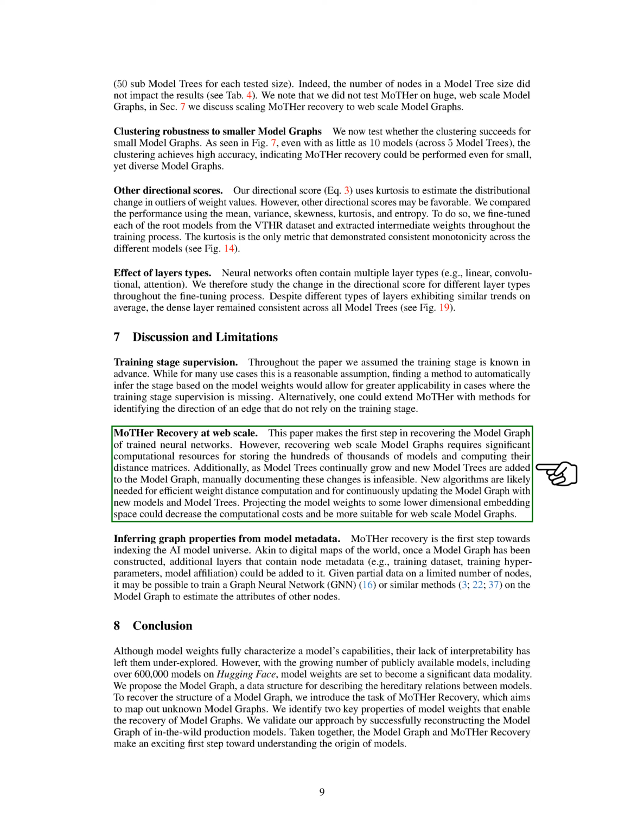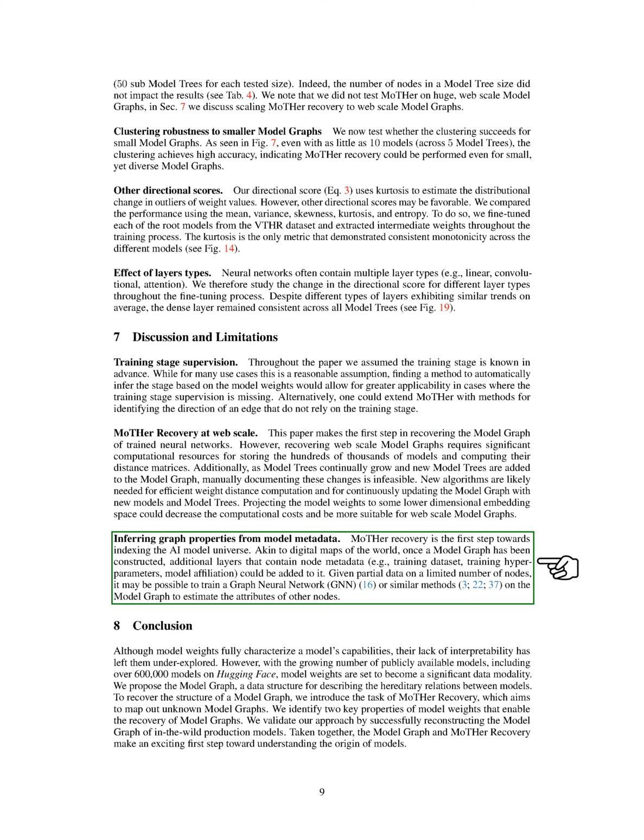Section: Inferring graph properties from model metadata. In this section, we aim to understand graph properties based on model metadata. Recovering MoTHer is the initial step in organizing the AI model collection. Similar to maps of the world, we can enhance a model graph by including layers with node details like training data, hyperparameters, and model connections. With some node data available, we can use techniques like graph neural networks to predict the characteristics of other nodes in the model graph.